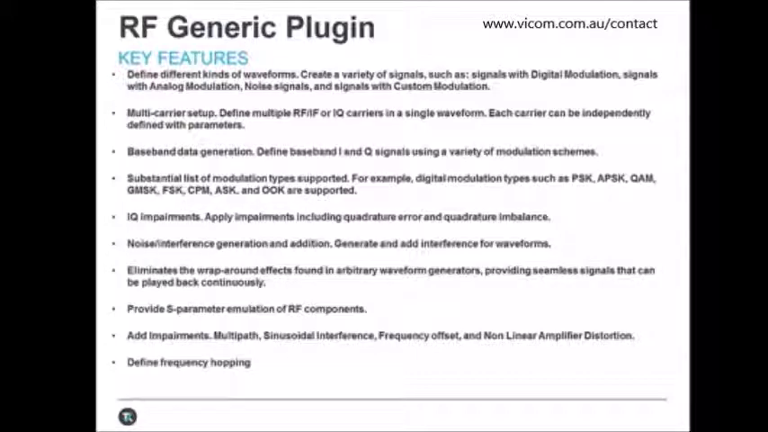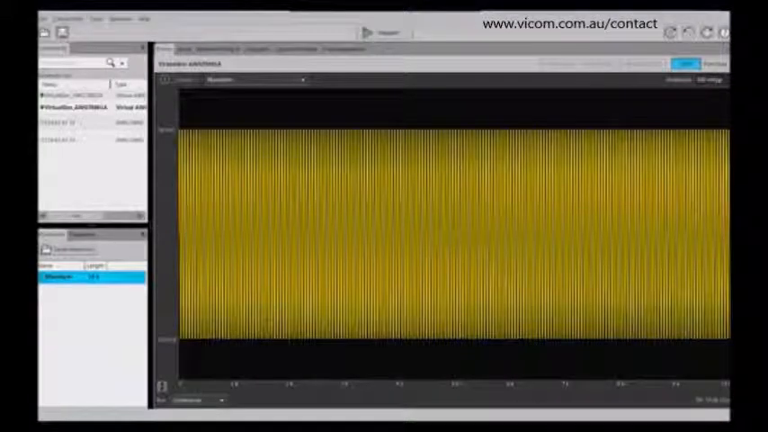You can add impairments, total impairment capability of sinusoidal interference, frequency offset, nonlinear amplification, distortion, and then you can define your hopping characteristics. So this application gives you a lot of flexible features that are used in the RF application area. Okay, let's get started with the demo.